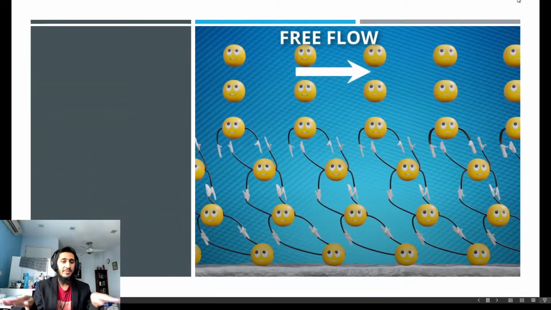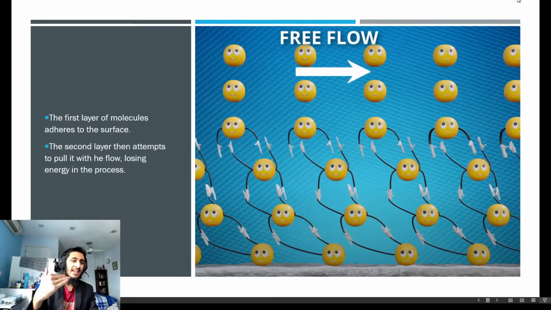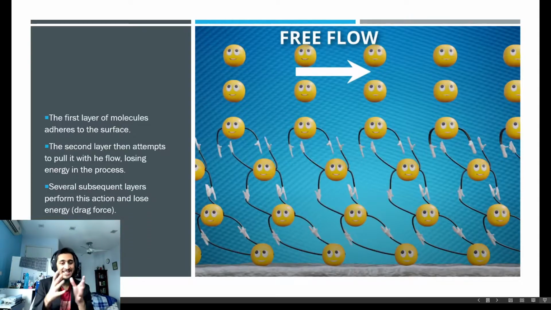Now, say you have a surface. Well, for the sake of reference, let's say this surface is one disk of the Tesla turbine. And there is a fluid flowing around it. The first layer of molecules in the fluid will always adhere itself to the surface. And then the second layer will flow on top of it slower, but will apply a force attempting to pull it along to have it flow along with the rest of the molecules. And by doing this, it loses energy in the process. Now, subsequent layers will all perform this exact same action, all of them losing energy, creating what's known as drag force.